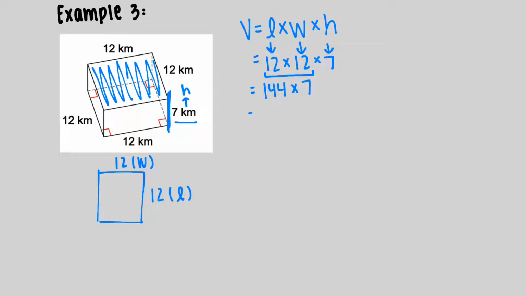When I plug into a calculator, or if you want to do it by hand or in your head, 144 times 7 gives me 1008. And again, looking at my measurement, it's kilometers cubed. And this is your volume.